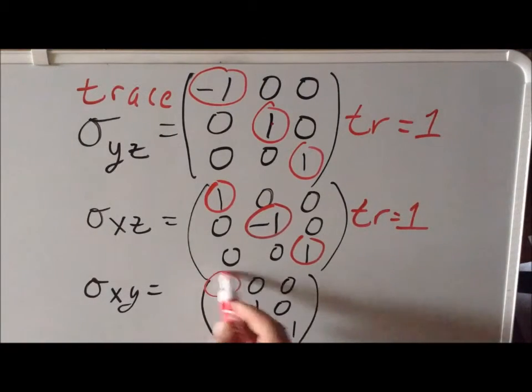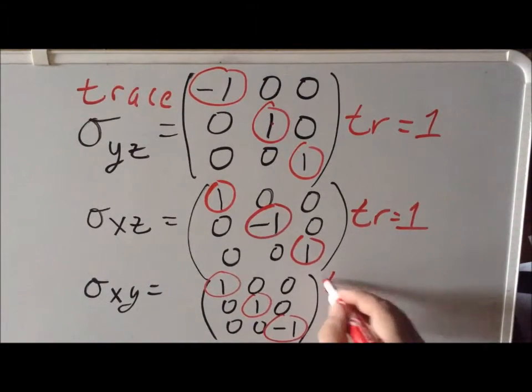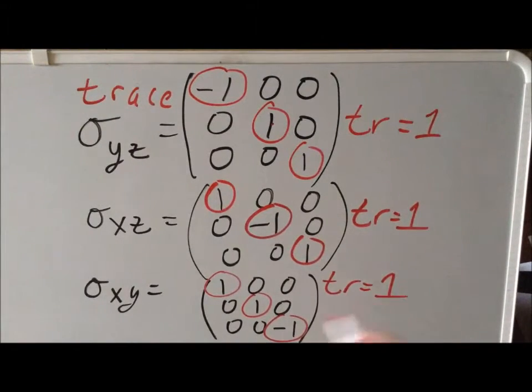It's not a coincidence that the trace of any mirror is going to be 1. So that's one thing we recognize right away, is that the trace of a mirror matrix will always be 1 in 3 dimensions. Just for the sake of completeness, let's look at what the trace will be for some of the other matrices that we've discussed.